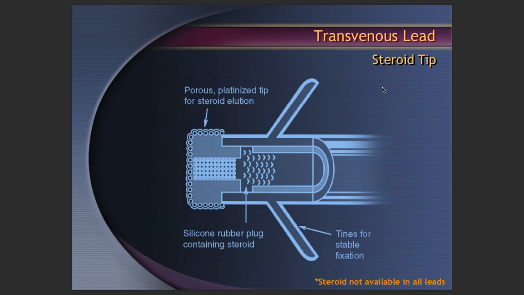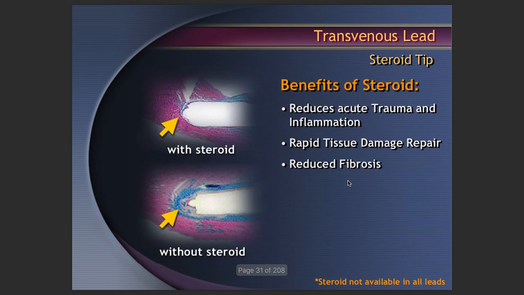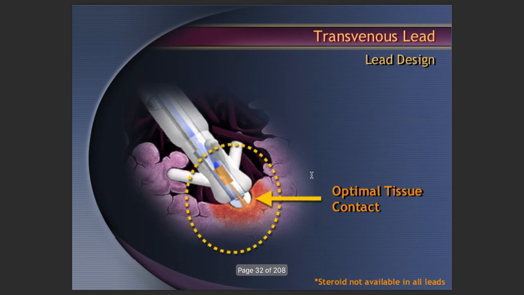If you look carefully, there are various types of tips available, which I already mentioned to you. There is something that is also called the steroid lead tip as well. They put up a steroid elution, okay, a special chemical placed just at the distal tip of the coil. In fact, it has its advantages. When they did a histopathological examination, they saw various benefits of the steroid: it not only reduces acute trauma and inflammation, but also gives rapid tissue damage repair and reduced fibrosis, in fact.